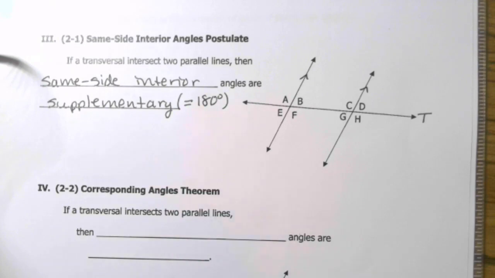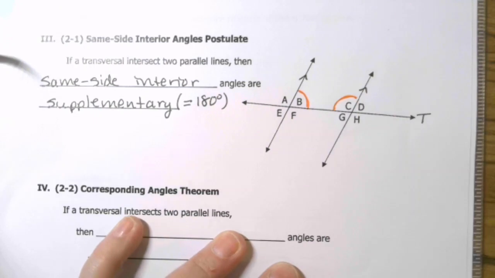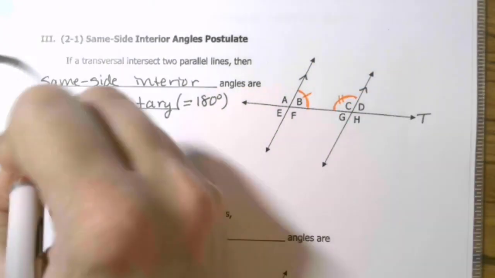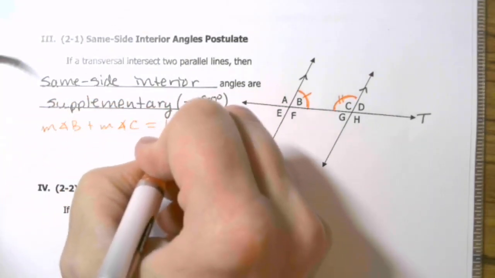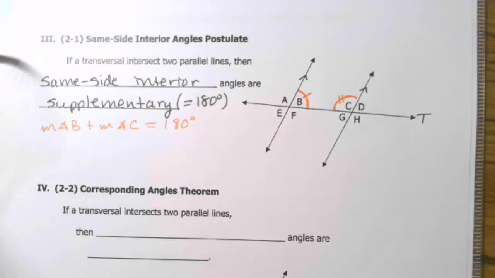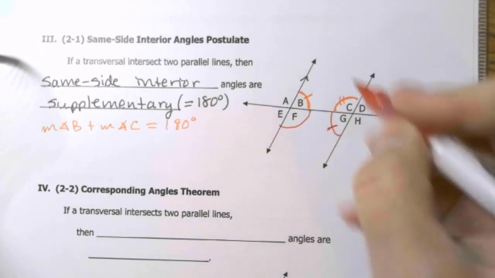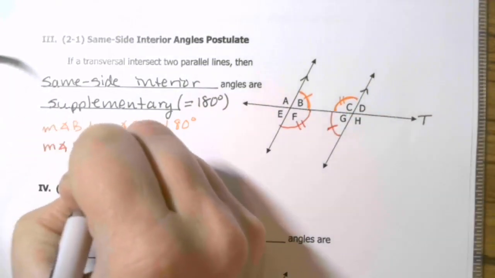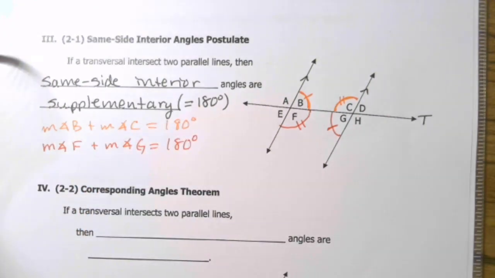Let's start with same side interior. So B and C are same side interior. They are not the same as each other, but the measure of angle B plus the measure of angle C will equal 180 degrees. The other pair of same side interior angles are F and G. Again, they are not the same. You have a small one and a large one, but when you add the measure of angle F plus the measure of angle G, they add up to 180 degrees. They are supplementary.